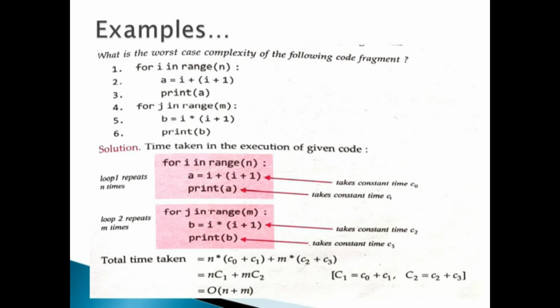Okay, now we have some examples from the book. You can see this example. In this we have two loops, one after another, not inside each other. So this loop has two statements, this loop also has two statements. Okay, so each statement takes a constant time. Suppose c0, this will take c1, similarly it will take c2, and this will take c3.